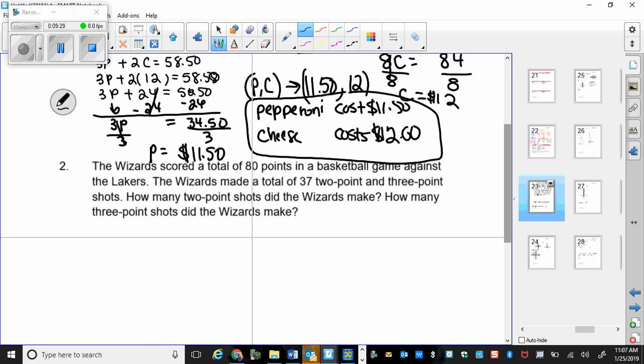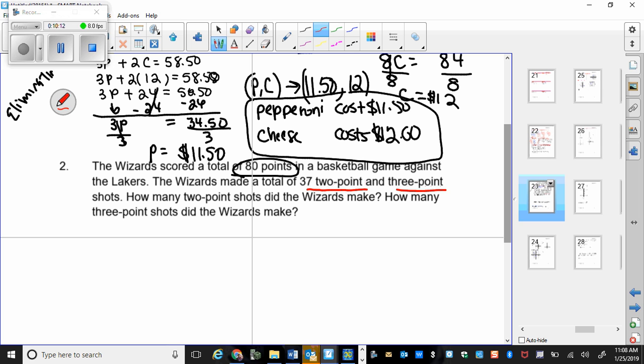All right, so we used elimination here. This is elimination up here. Now we're going to see what we're asking for in the next one. It says the Wizards scored a total of 80 points in a basketball game against the Lakers. The Wizards made a total of 37 2-points and 3-point shots. How many 2-point shots did the Wizards make? How many 3-point shots did the Wizards make?